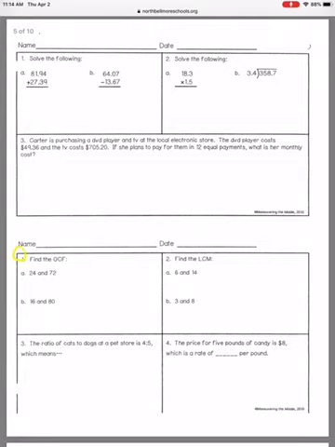For number 1 on the bottom, I need to find the greatest common factor. To find the greatest common factor, I need to list the factors of both numbers. Factors are numbers that multiply to equal a number. So for example, two numbers that multiply to equal 24 are 1 and 24. Once I list all of the factors of 24 and 72, the greatest number that they have in common will be my greatest common factor.